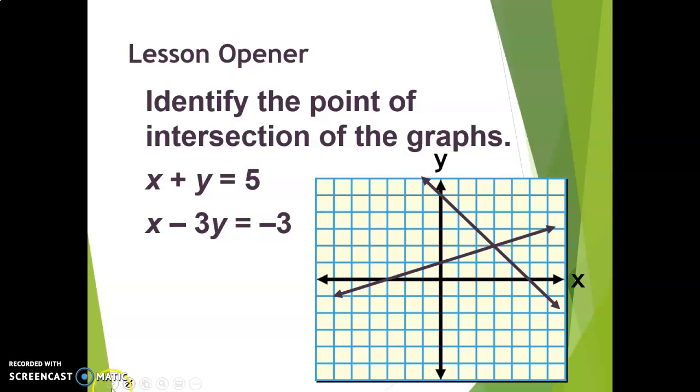All right, taking a look at these two lines then, we've already identified the point of intersection. We look at the one point where they intersect, and we write our answer as a coordinate since they intersect at a coordinate. And we just said that these two lines intersect at 3, 2.